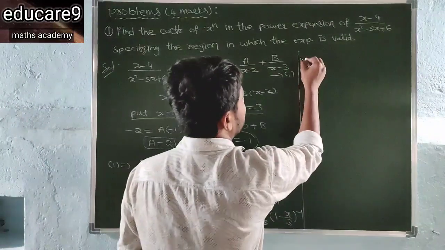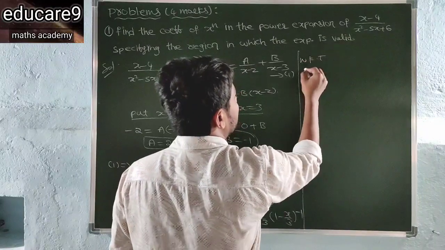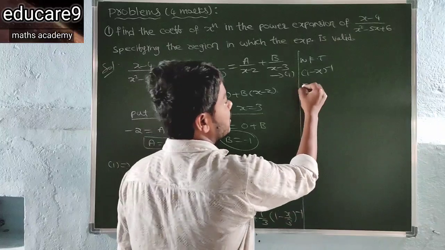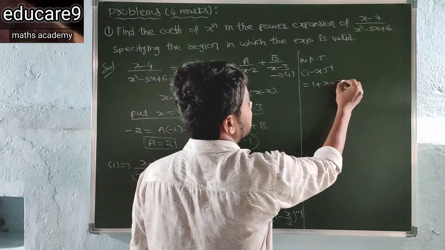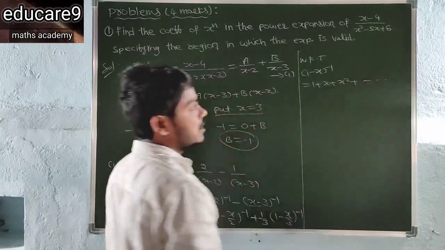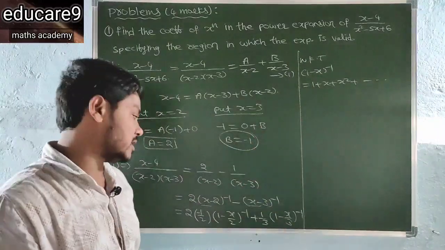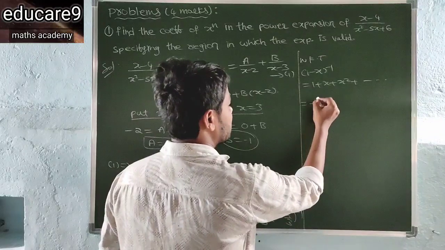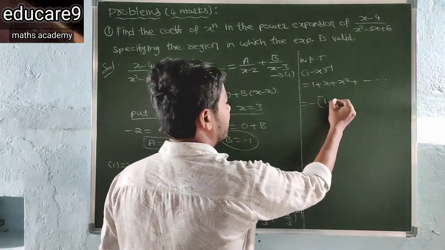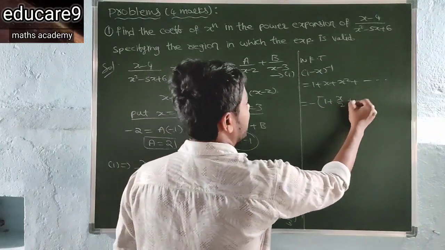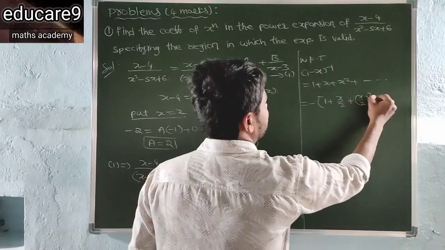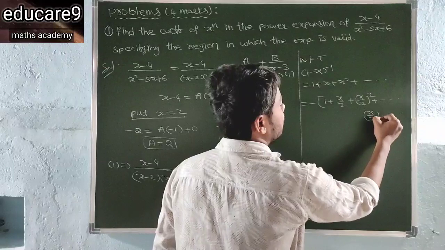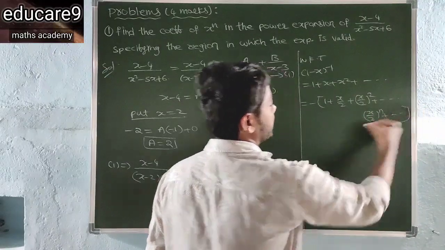So here we know that (1 - x) whole inverse is 1 + x + x square and so on. So using this power series expansion here, the 2 gets cancelled. So minus of 1 + x/2 + (x/2) whole square and so on, (x/2) whole to the power of n and so on.